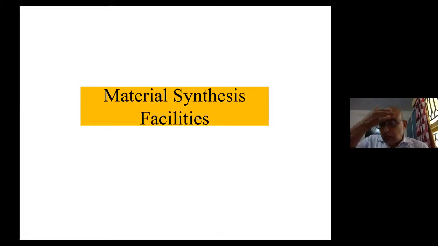So let me now go to the main aspect of this center. As you see, this center is very small, and it is focused on material science. For focusing on material science, we need to concentrate on three aspects. One is material synthesis. We should have the facilities for synthesis in various forms, bulk as well as thin films. And also we should have the techniques for characterizing these materials, and also go for measurement.